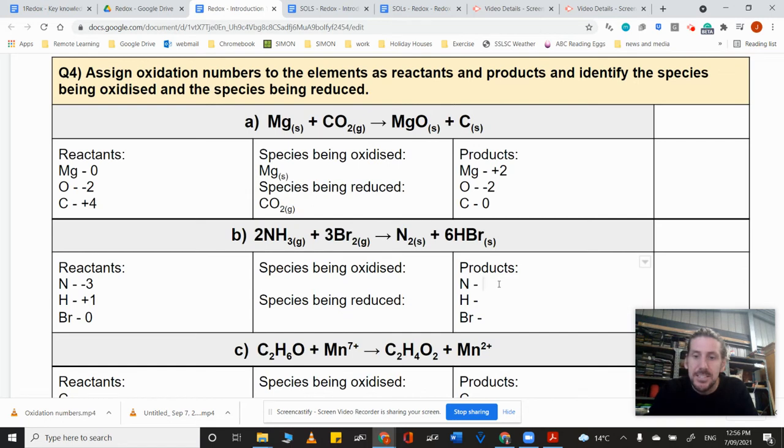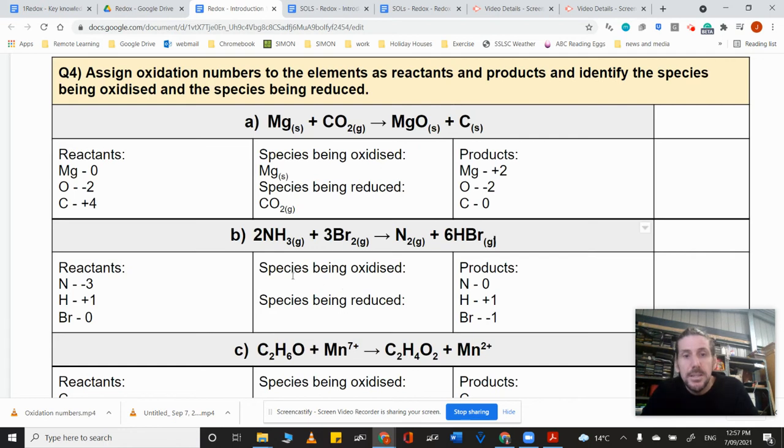Our nitrogen now is going to be 0. So therefore, it's an element. It's by itself. It shouldn't be solid. It should be a gas. Let's fix that up. Our hydrogen bromide, well, hydrogen is always +1, and bromine is -1, therefore, because obviously it has to add up to 0. That's probably going to be a gas as well. It's probably unlikely to be solid.